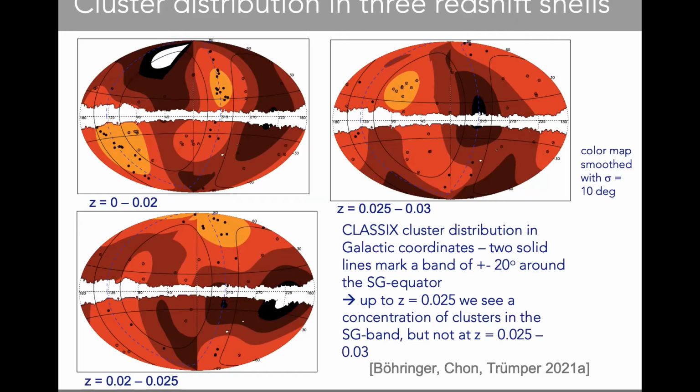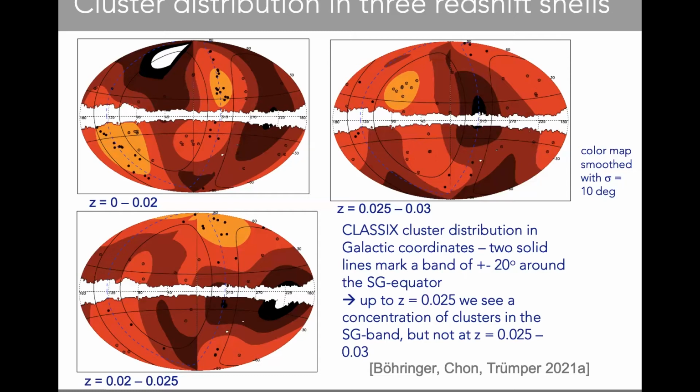And these lines, the black lines, give you the region of plus minus 20 degrees around the supergalactic equator, which the equator itself is shown by this blue dashed line. So if we look at very nearby, out to redshift of 0.02, we see that the overdense regions are all lying in the supergalactic plane.